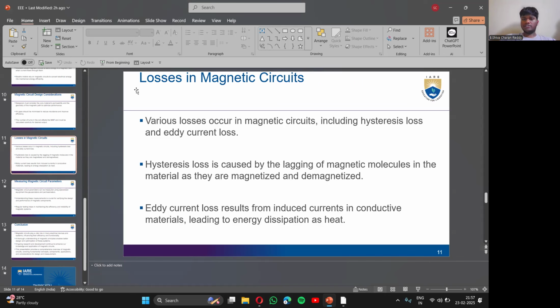Losses in magnetic circuits. Various losses occur in magnetic circuits, including hysteresis loss and eddy current loss. Hysteresis loss is caused by the lag in demagnetization of magnetic molecules in the material as it is magnetized and demagnetized. The eddy current loss results from induced currents in conductive materials, leading to energy dissipation in the form of heat.